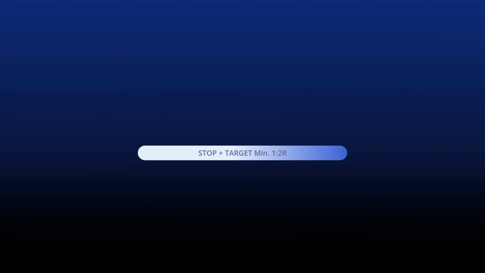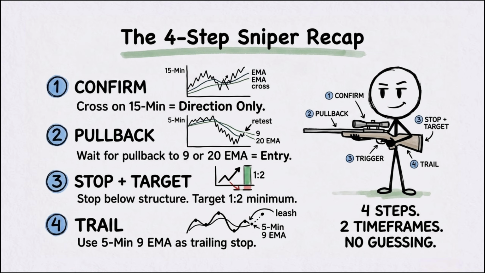Step 1. Confirm the cross on the 15-minute chart. Direction only. No entries. Step 2. Drop to the 5-minute chart. Wait for the pullback to the 9 or 20 EMA. That's your entry. Step 3. Stop below 5-minute structure. Target minimum 1 to 2 risk to reward. Step 4. Trail with the 5-minute 9 EMA. Let it kick you out. 4 steps, 2 time frames.